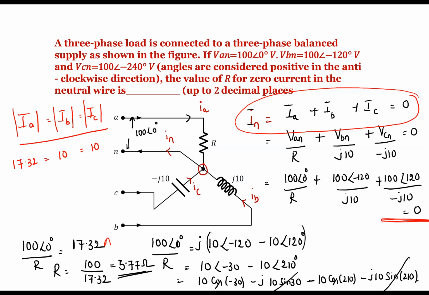Understand? So only this condition will not tell you whether it is balanced or unbalanced. Your neutral current must be 0, and also the magnitudes of IA, IB and IC should be the same. Then only the power system is balanced.